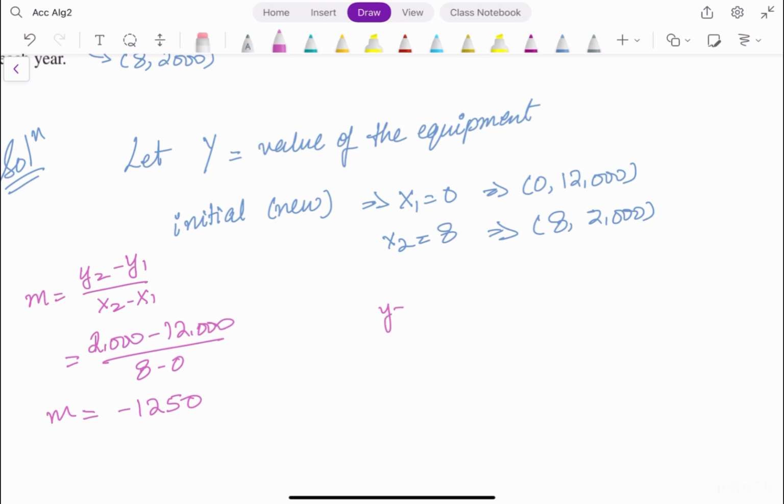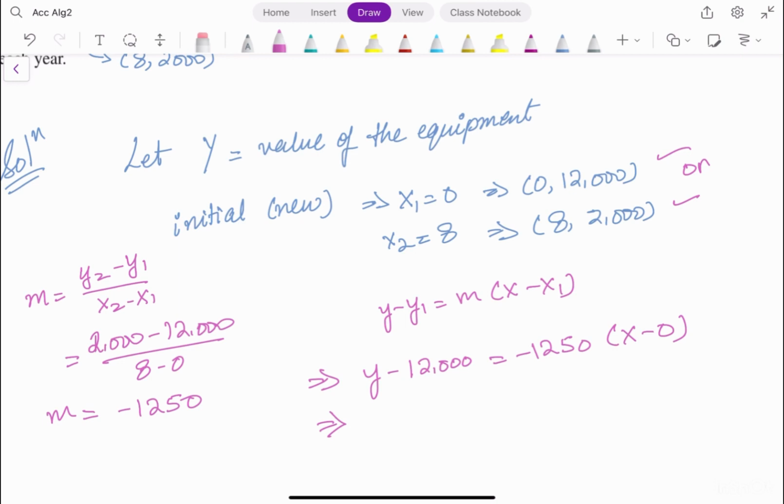Now we have the points. You can take either of the points. You can take either (0, 12,000) or (8, 2,000). I would like to take the first one because it has a 0 and it will make my life a little bit easier to write the equation. So y minus 12,000 is equal to the slope we just calculated as negative 1,250, times (x minus 0). Let's clean this up. Remember, we assigned the variable as uppercase Y, so I will replace it with uppercase Y. So uppercase Y is equal to negative 1,250x plus 12,000.